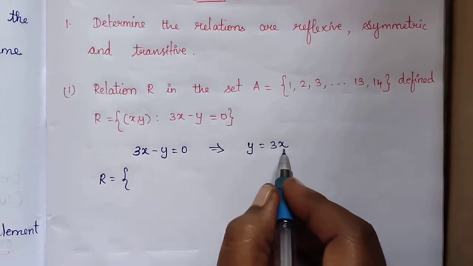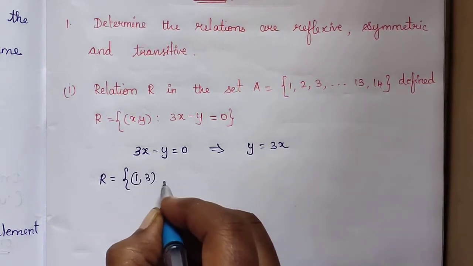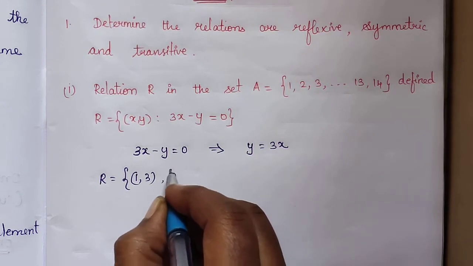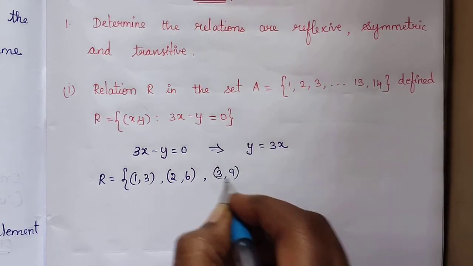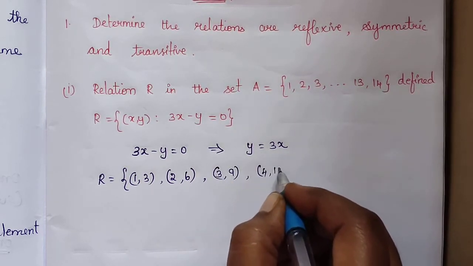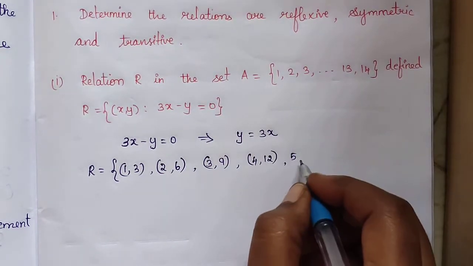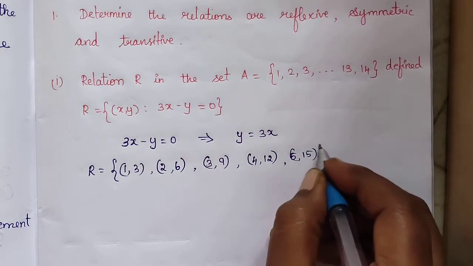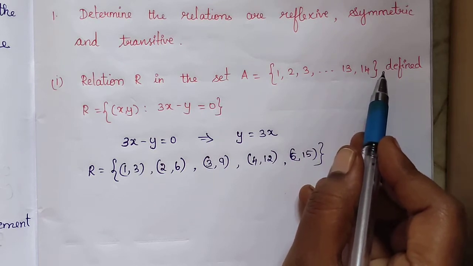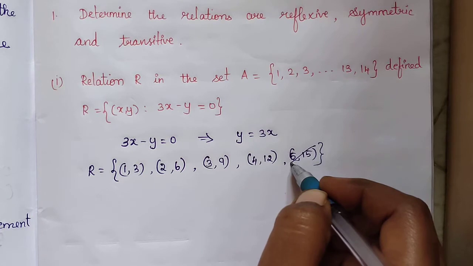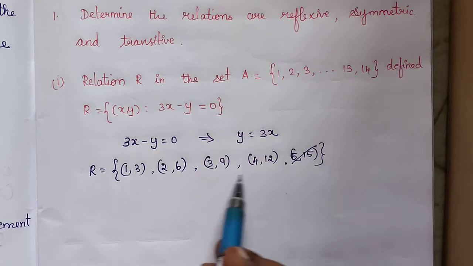Now if I give the value 1, y value will be 3. If I give the value 2, 3 into 2, 6. Next 3, 3 3s are 9. Next 4, 4 3s are 12. Next give the value 5, 5 3s are 15. See here, this is going beyond the set given here. Therefore, this ordered pair will not come under relation. Only this will be there. Now this is our relation.